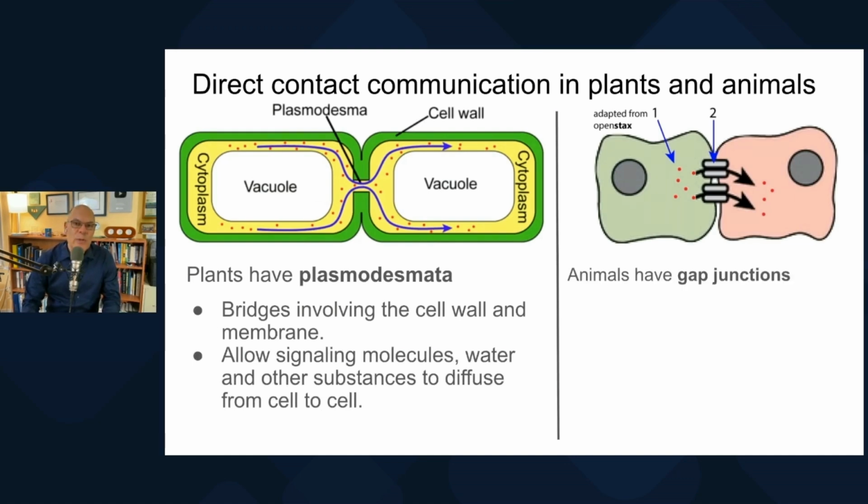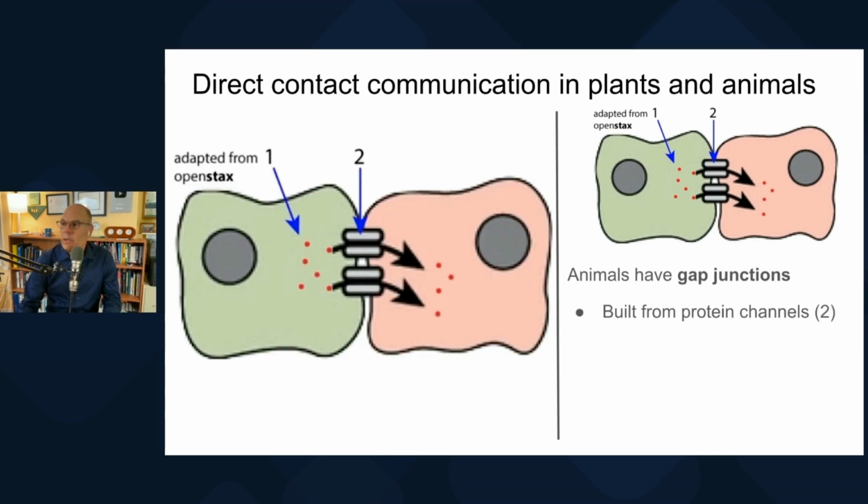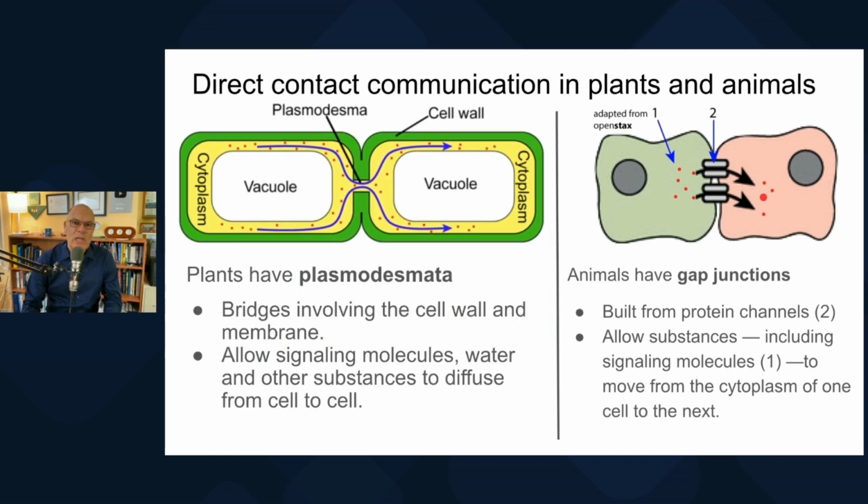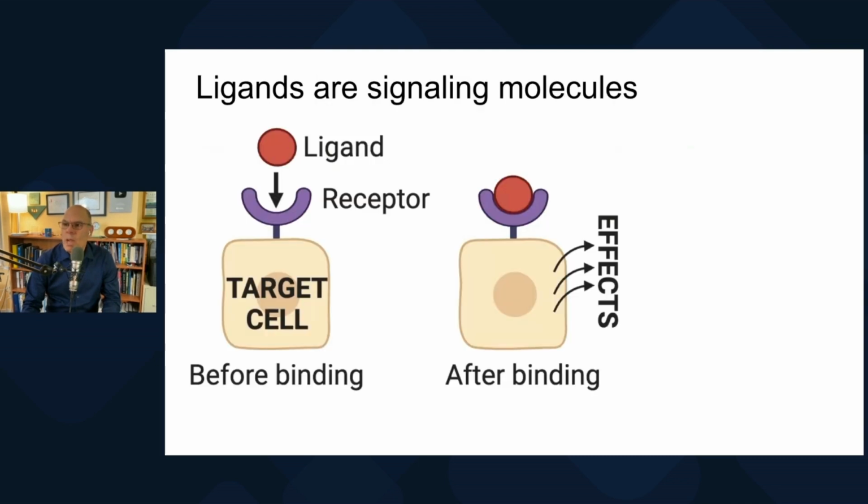In animal cells, there are structures that are called gap junctions, and those gap junctions are built from protein channels. Those gap junctions allow substances, including signaling molecules, ligands, to move from the cytoplasm of one cell to the next. And that enables this cell to induce a change in this cell, because that's what communication is all about. It's about transferring information. It's about creating changes.